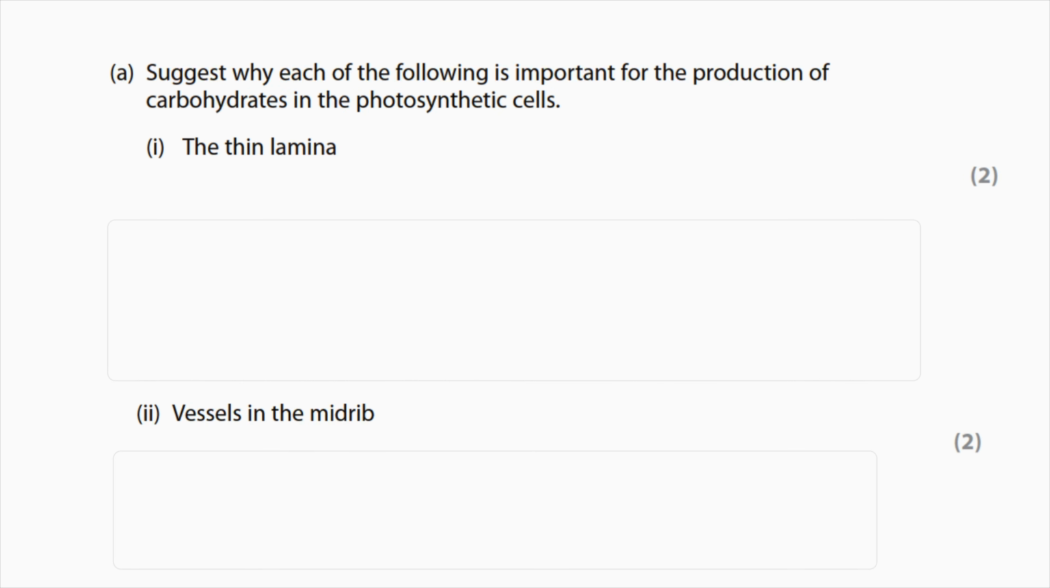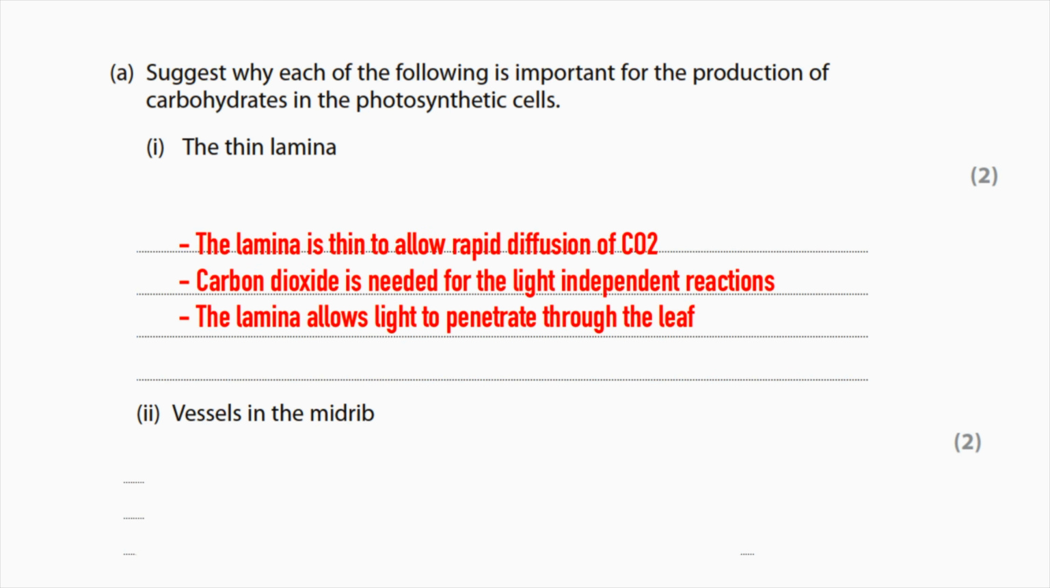What's the point of having a thin lamina of the leaves? The leaf blade or the lamina is thin because this allows short diffusion distance of gases. Remember, the shorter the distance, the faster the diffusion of gases. Now you need to tell here why carbon dioxide is needed for photosynthesis. Carbon dioxide is needed for what is known as the light-independent reactions of photosynthesis. I'm going to tell you more about it in just a moment.